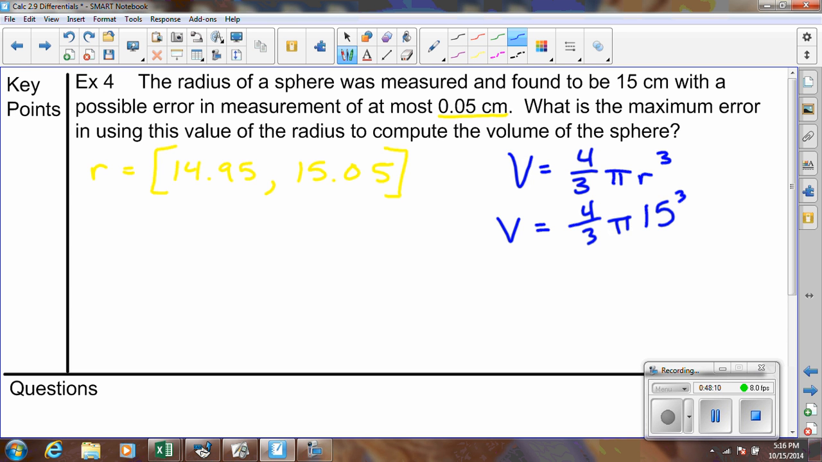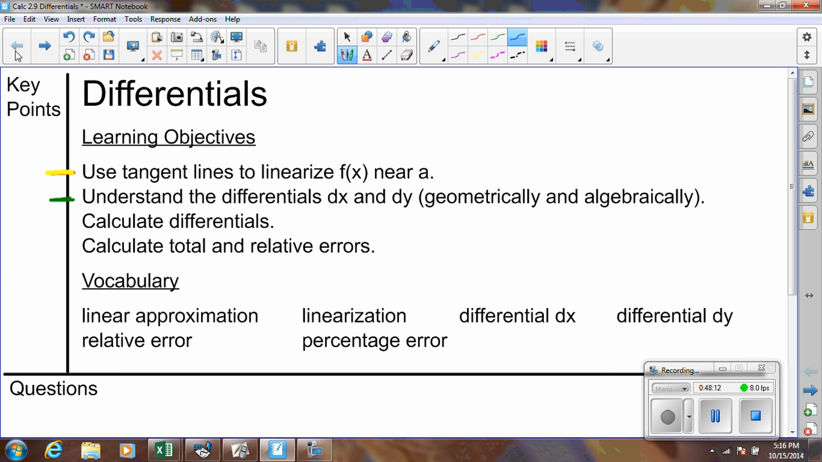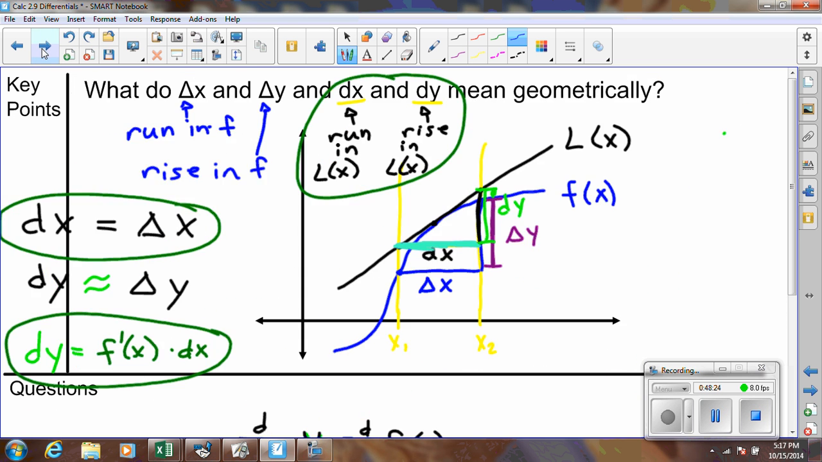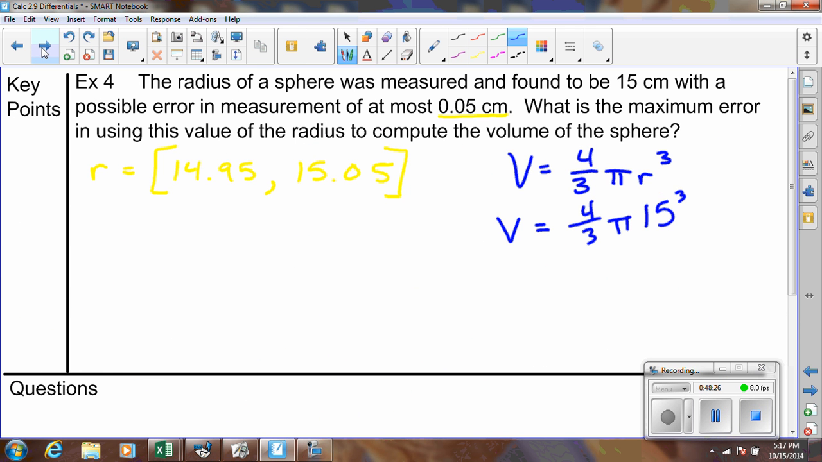In terms of our vocabulary that we had before, that would be related to our relative error. Was it a big mistake or was it a small mistake? We'll actually come back to that in a moment. But how much is it actually off? This is where differentials could be used.